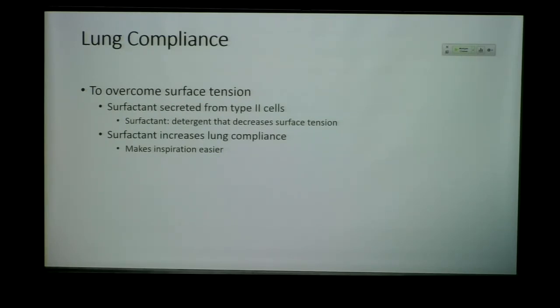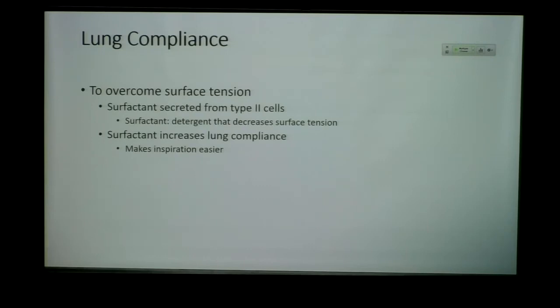Yes. So surfactant breaks up those interactions that are naturally happening between the water molecules that are lining the alveoli, and that's what helps to keep the alveoli open and patent, and helps to keep the compliance in lungs high. Okay. Now, surfactant is something that makes inspiration easy. We actually generate surfactant. Anyone remember the cells that secrete surfactant? Type 2 alveolar cells, yep.